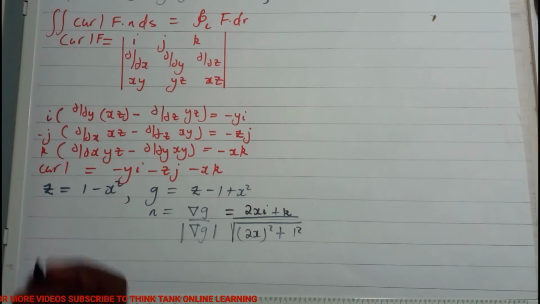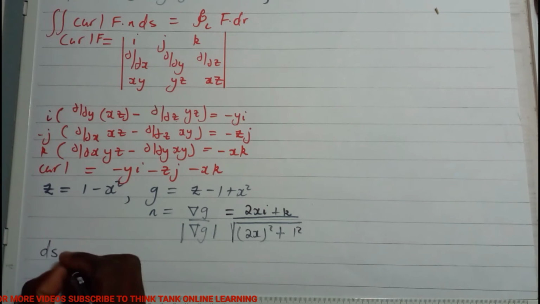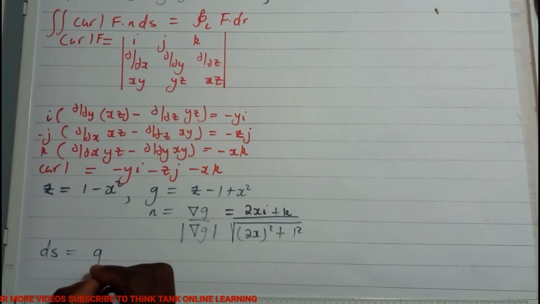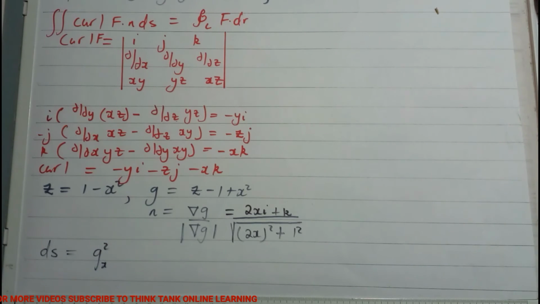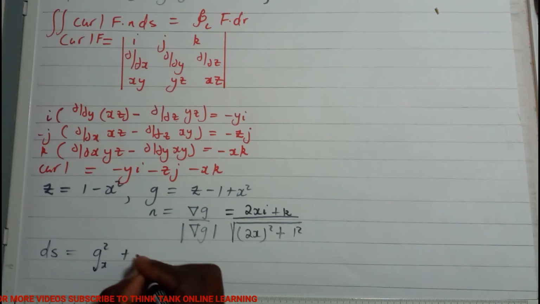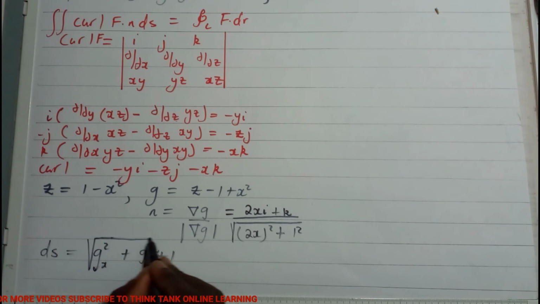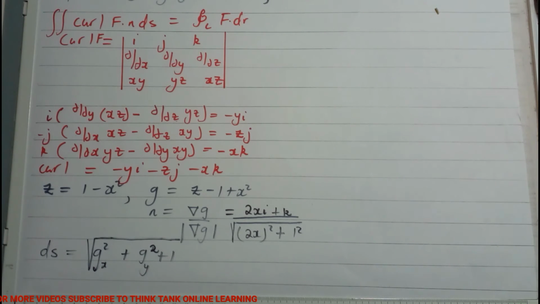So ds is equal to the square root of the partial derivative of g with respect to x, then the partial derivative of g with respect to y, squared, plus 1. Okay, so this is 2. And after that, I'm going to put a square root. Okay, so that means ds is equal to, okay, let me write it here.